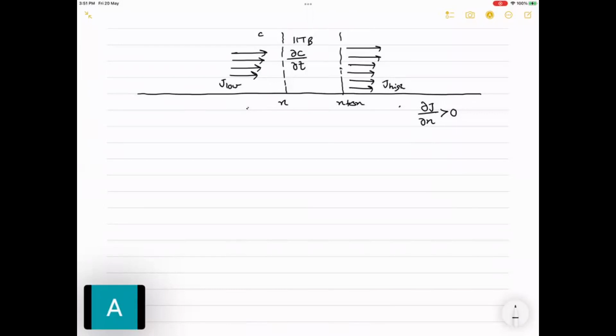Can you repeat the question? I'm saying that if fewer cars are coming into the IIT Bombay campus per unit time and more cars are getting out of the campus per unit time, what will happen to the number of cars in IIT Bombay? Will it decrease or increase? It will decrease. That means delta C by delta T will have a negative value, when delta J by delta X has a positive value.